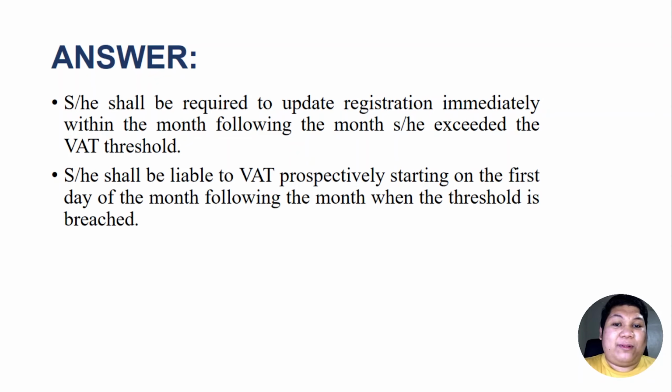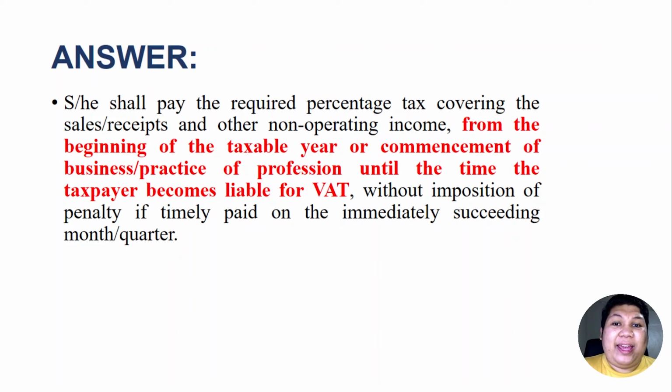He or she will be liable to VAT prospectively starting on the first day of the month following the month when the VAT threshold is breached, and he or she shall pay the required percentage tax covering the sales or receipts and other non-operating incomes from the beginning of the taxable year or commencement of business or practice of profession until the time the taxpayer becomes liable for VAT. Later on, we will show you an example of how to compute income tax for this taxpayer who has breached the 3 million VAT threshold.